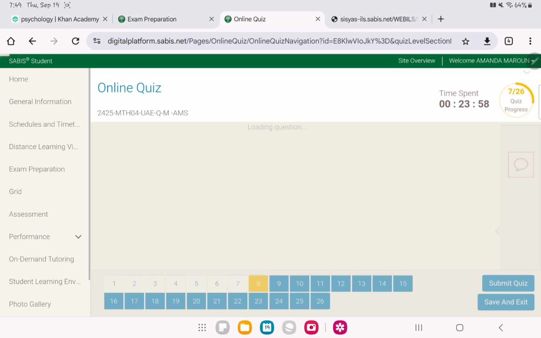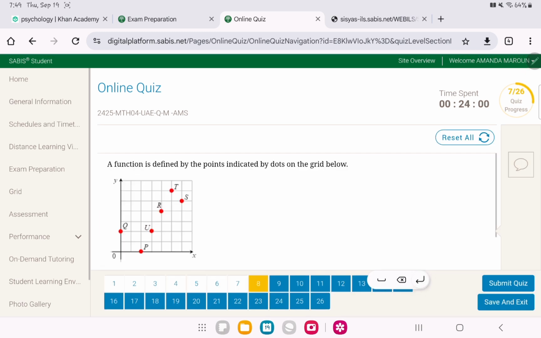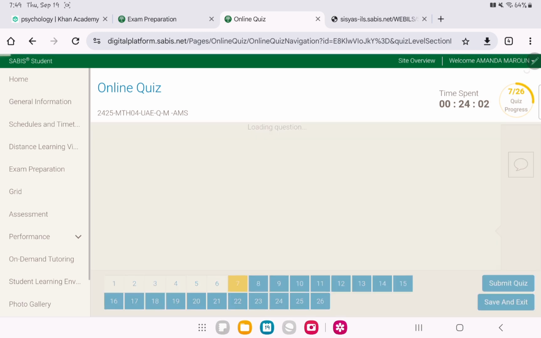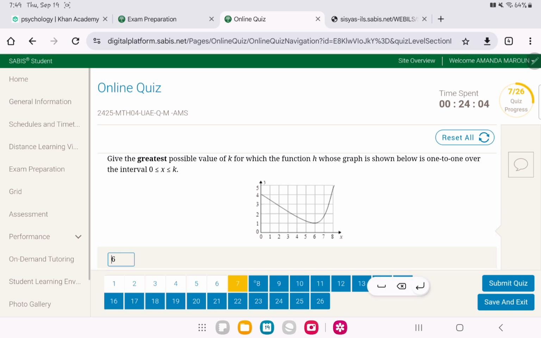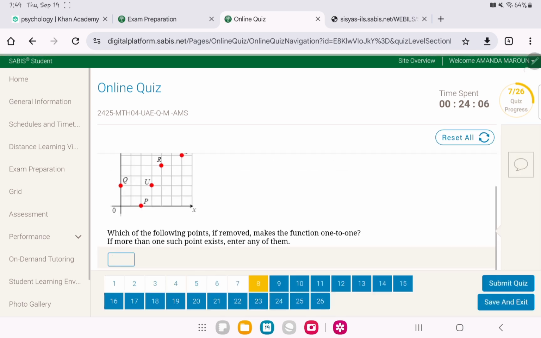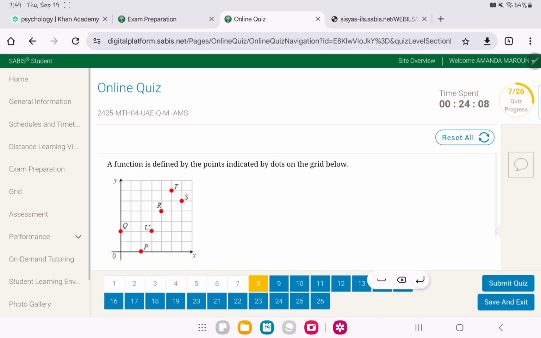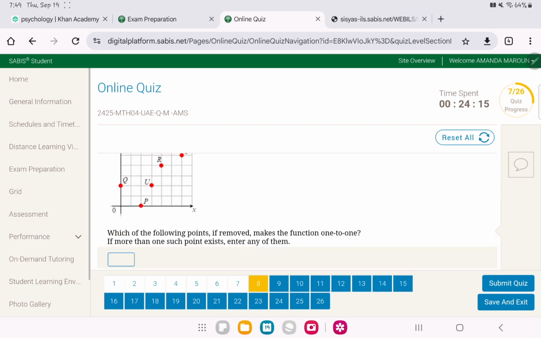Question number 8. A function is defined. Did I put 6? 1 second. Yes. Question number 8. A function is defined by the points indicated by dots on the grid below. Which of the following points, if removed, makes the function 1 to 1?